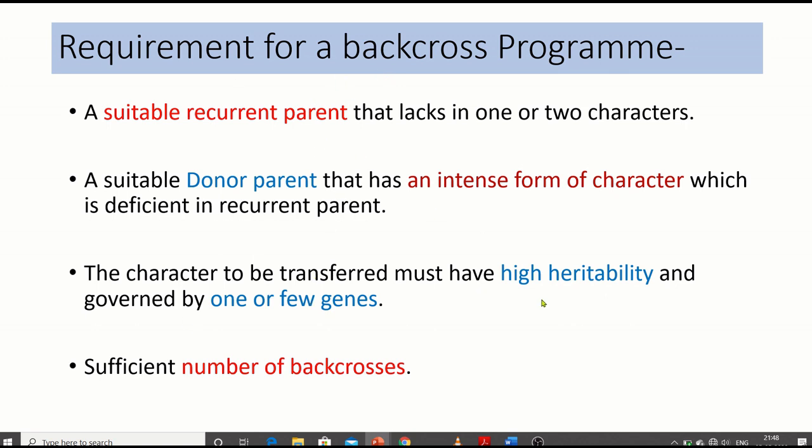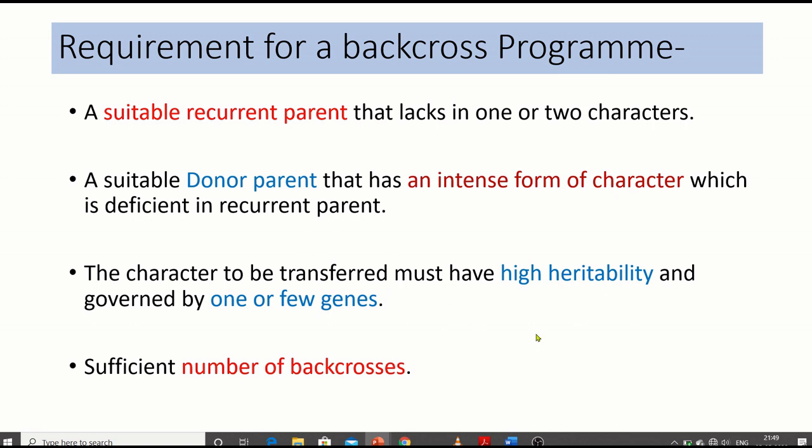Say for example, disease resistance introduction. Backcross breeding program is usually done for transfer of characters with high heritability, which are governed by one or few genes. And a sufficient number of backcrosses is necessary. Why? Because the genes transferred from the donor parent are usually associated with genetic load. What is genetic load? Some undesirable genes are associated with the desired genes transferred from the donor parent.